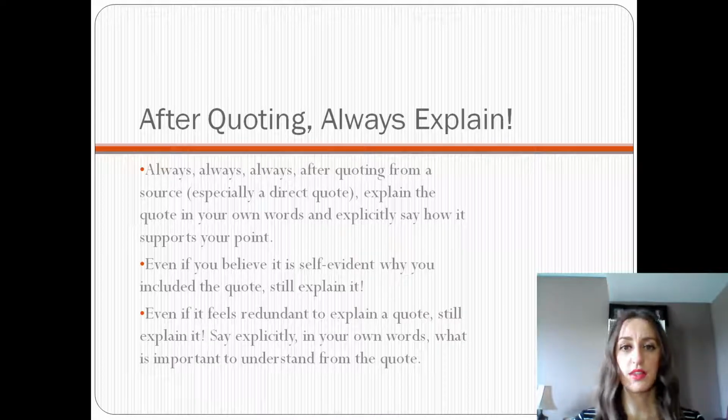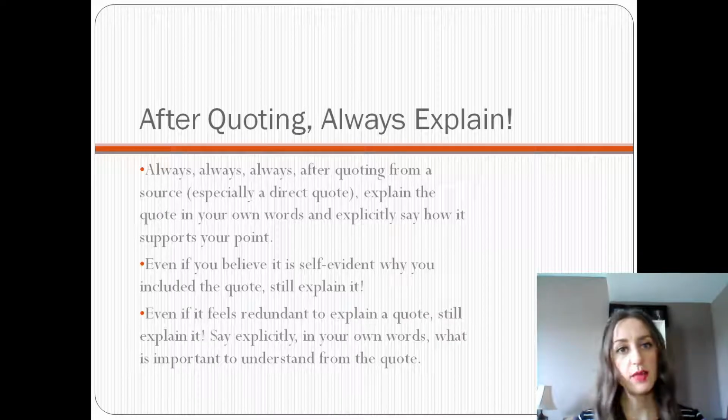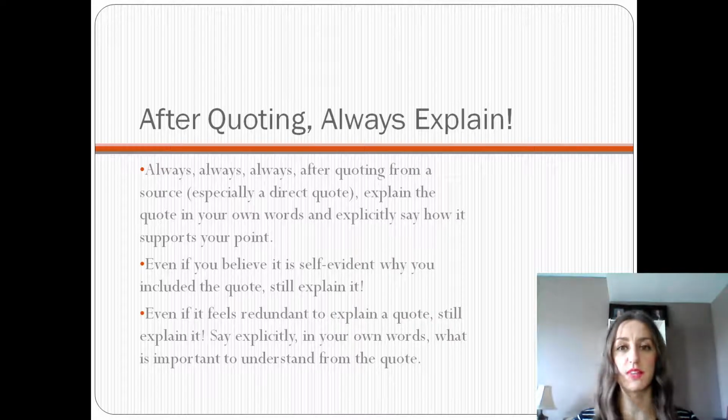A lot of students do what I call quote dropping. They just throw a quote in there in the paragraph and then they move on without really talking about it, because to them it totally makes sense why they included this point. And maybe it is. Maybe it's incredibly obvious why that quote is used in the paragraph. Maybe the quote almost explains itself. Doesn't matter. It doesn't matter. You still need to explain it in your own words.